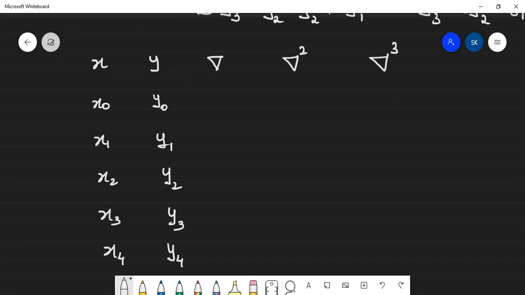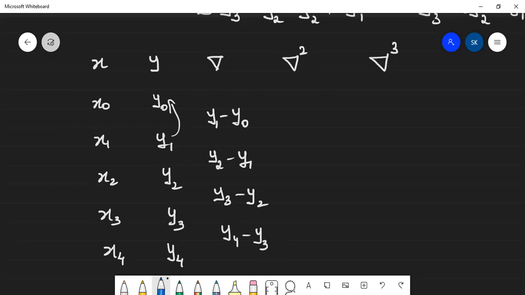So what is backward delta? It is the same, y1 minus y0 only. You will write here y1 minus y0. Here you will write y2 minus y1. Here you will write y3 minus y2. Here y4 minus y3. But what is the notation? This is backward delta. You will notate the previous one. Next one, backward delta y1. This is backward delta y2. This is backward delta y3. This is backward delta y4.